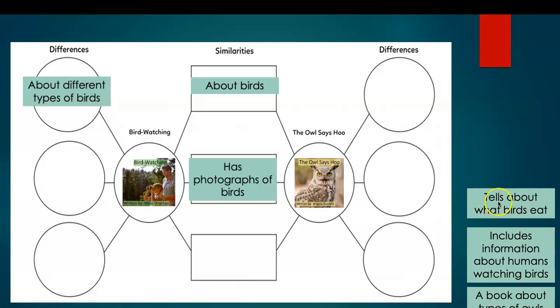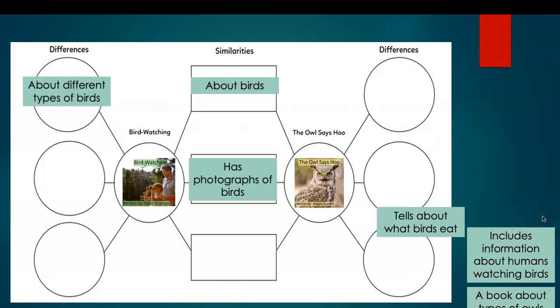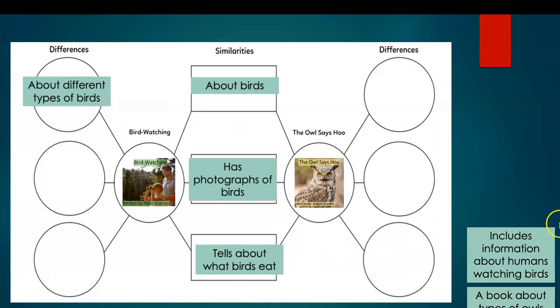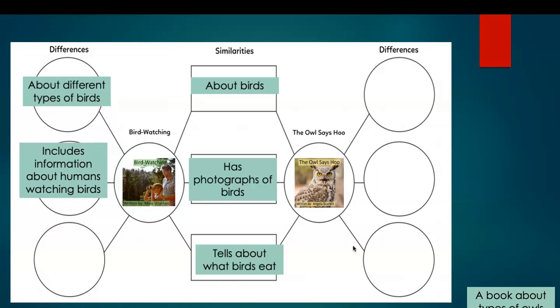All right, let's try this one. Tells about what birds eat. Which one tells about what birds eat? They both do. Same. Let's do this one. Includes information about humans watching birds. Which one was about humans watching birds? Bird watching or Owl Says Who? You're right. Bird watching. And you can see the humans on the cover, right?